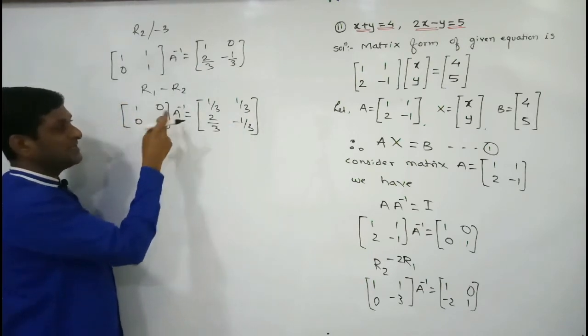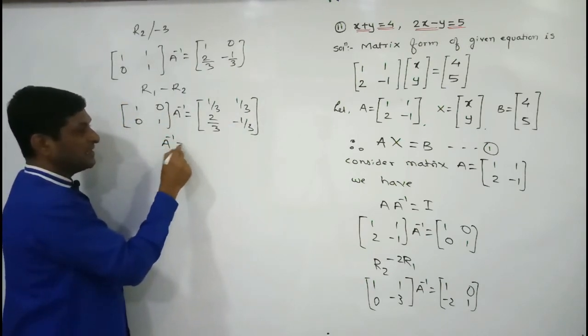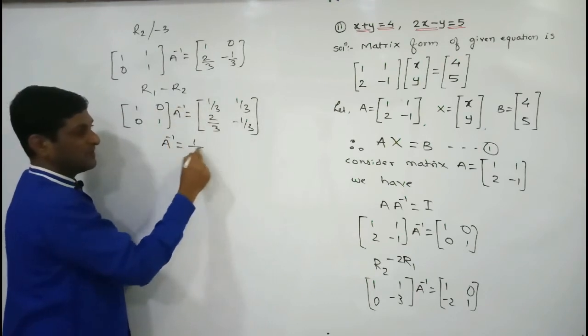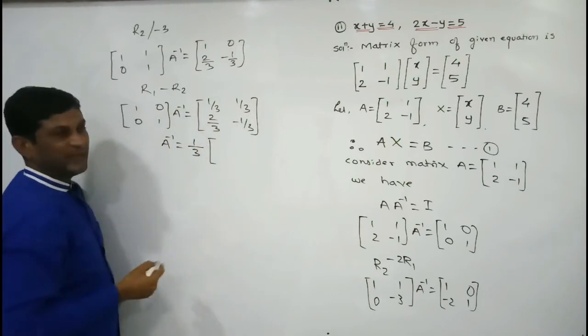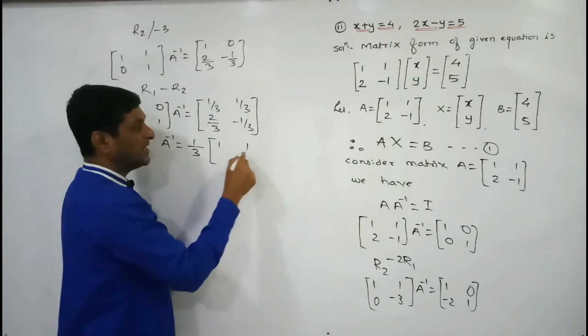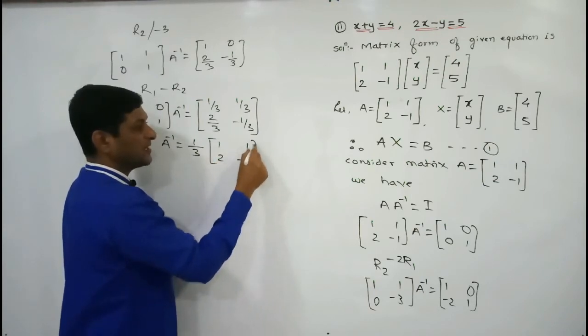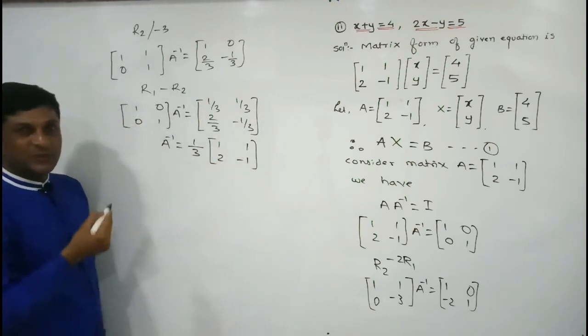On this side, identity into A inverse will be equal to A inverse, and here if we take 1 by 3 common from all the elements, see what we get: 1, 1, 2, minus 1. In this way we have got the inverse of the matrix.